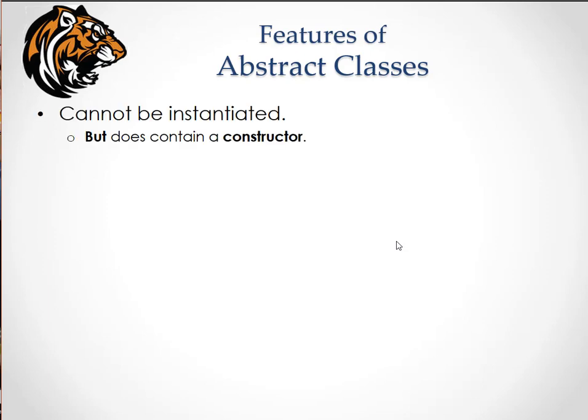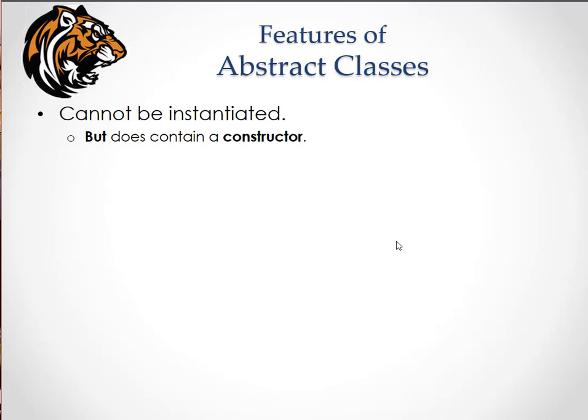So what are some features of abstract classes in Java? First of all, an abstract class cannot be instantiated. You cannot make objects of an abstract class. However, that might sound similar to an interface. As you recall, when we use an interface in Java, we also cannot instantiate or make objects of interfaces. But there's a difference with abstract classes.